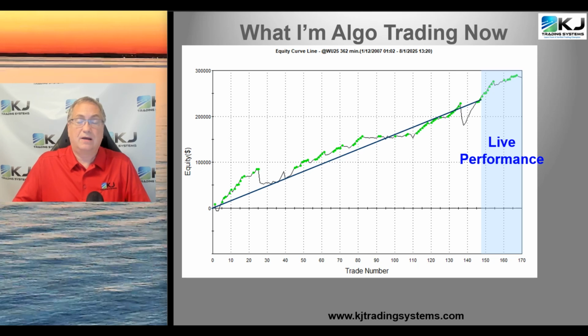And if you draw a straight line between the start and end points, you get that kind of slope. And then when you go live, you can actually see right now so far, a shorter period of time, of course, but the slope is actually going up. So this strategy has actually improved live compared to backtest. That doesn't always happen, but it did in this case.